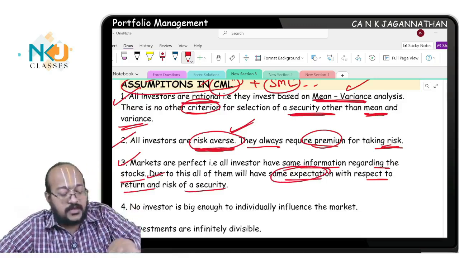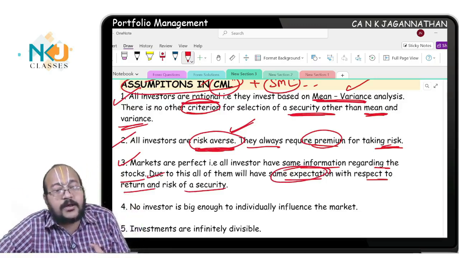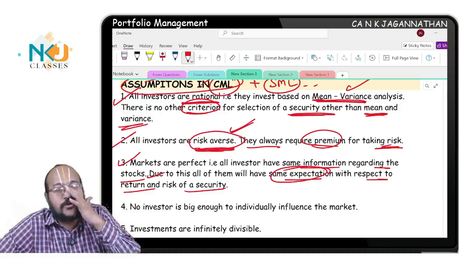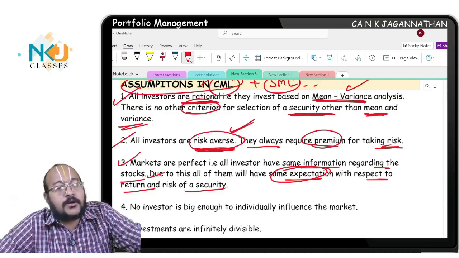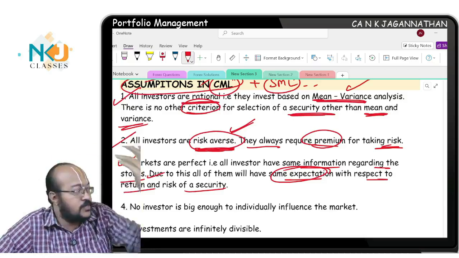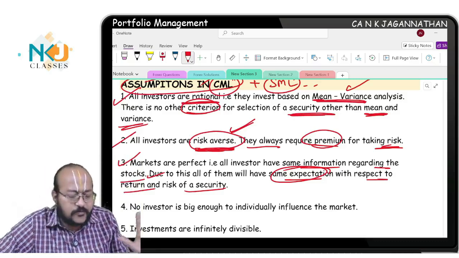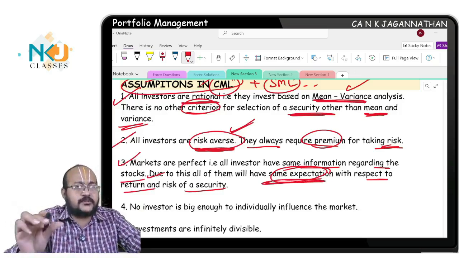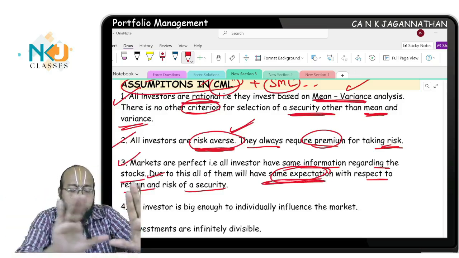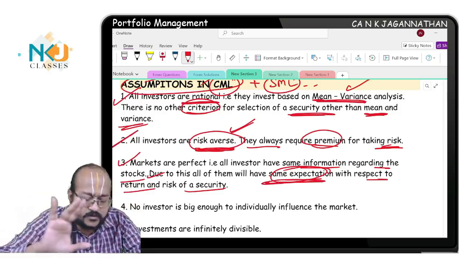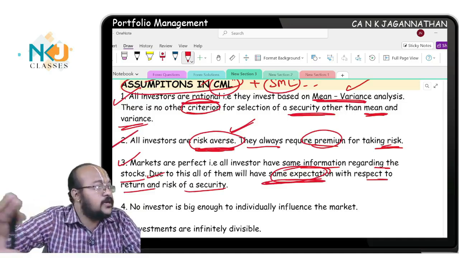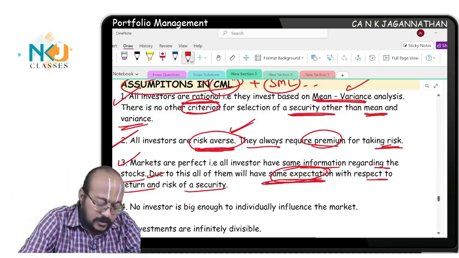But you see, these are all assumptions. In reality, it will not happen, because everyone will have different expectations when they come to the market. A few players will be purely speculators. Few will be coming to the market for hedging purposes. Few will be investing. So the intentions will be different, but we will assume that everyone will have the same expectation regarding return and risk, and everyone will mostly be risk averse. I'm trying to bring in uniformity for the investors.